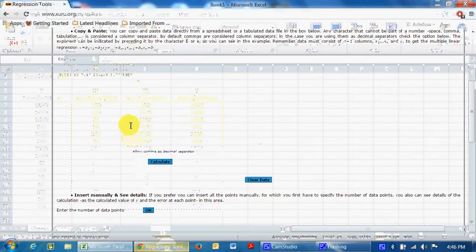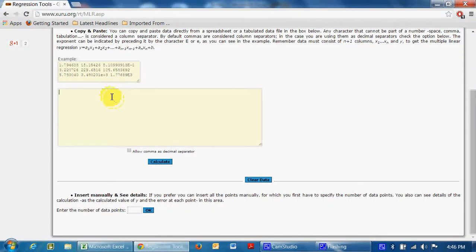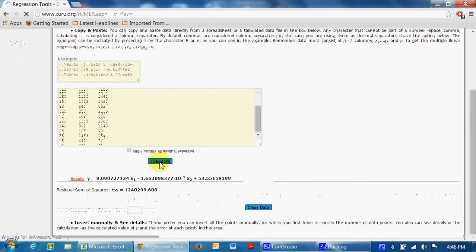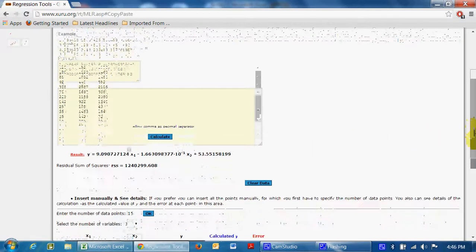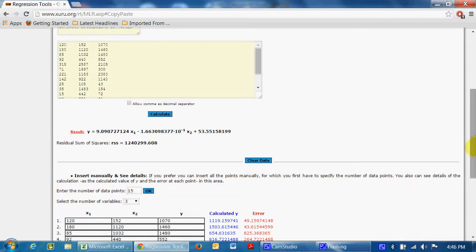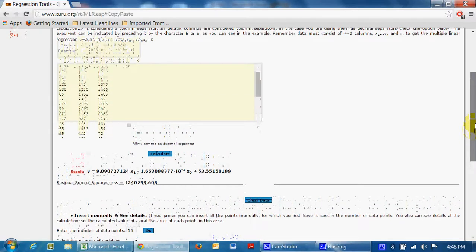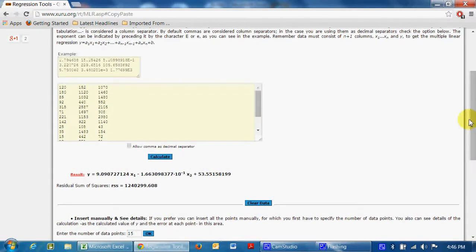Go back to the website and paste it. It should look like that. And I'm going to hit calculate. And there is our regression equation. All right. Now this is where it gets a little bit tricky.